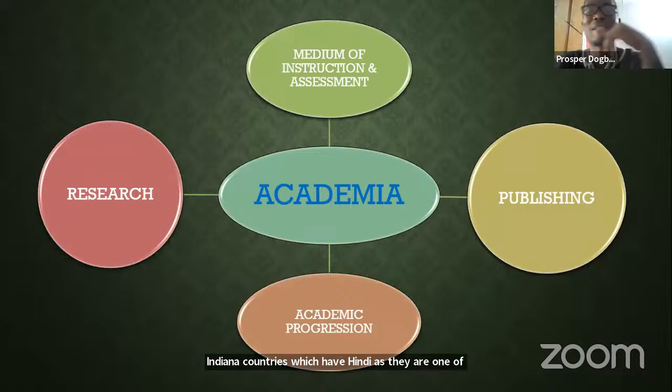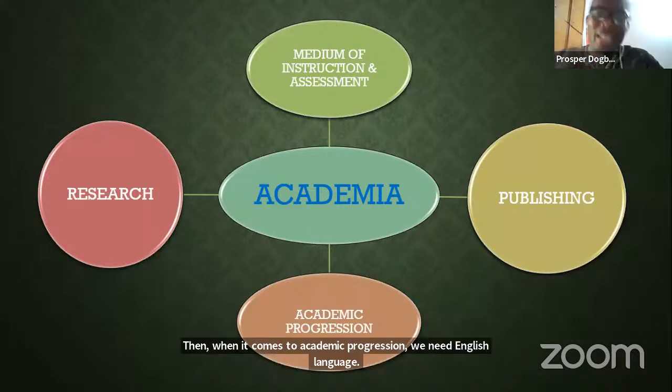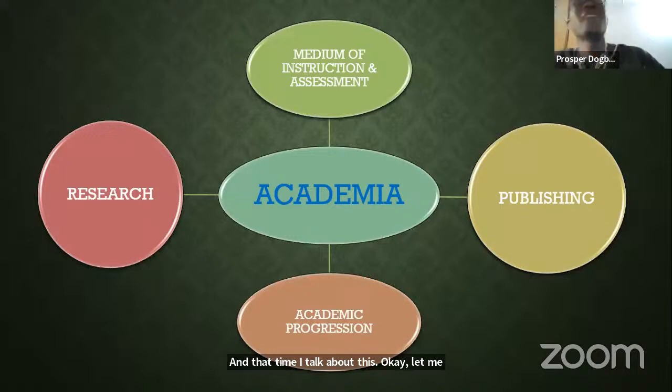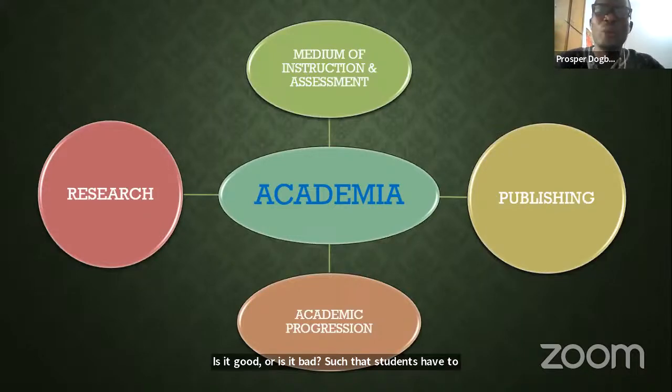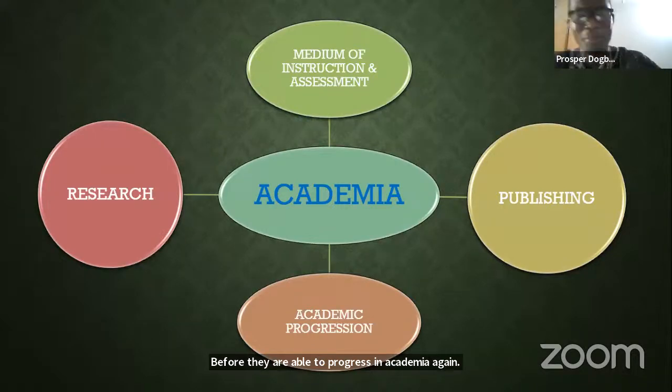Then when it comes to academic progression, we need English language. And anytime I talk about this academic progression and the role of English language in it, sometimes I have indifferent feelings. Is it good or is it bad? Students have to pass English language at all costs before they are able to progress in academia in Ghana. Maybe as we move forward, we have to ponder this, and in our own small way, see whether we can find a way around it.